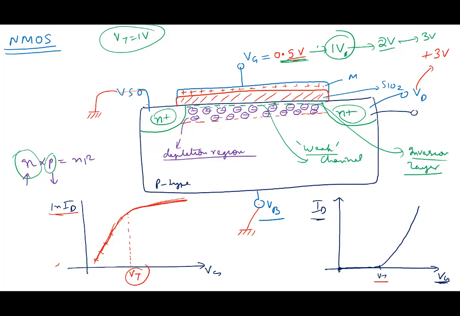So note that this Vt here, this is exponential. It increases as some VGS by eta some VT and all that. It increases exponentially here.